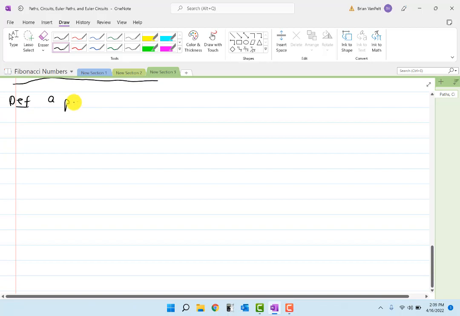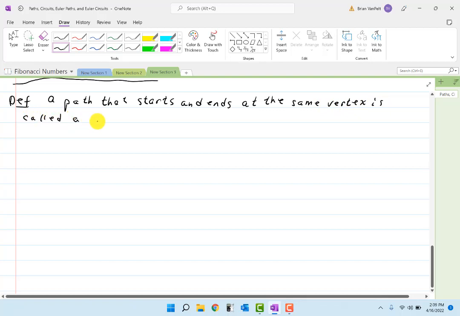A path that starts and ends at the same vertex is called a circuit.